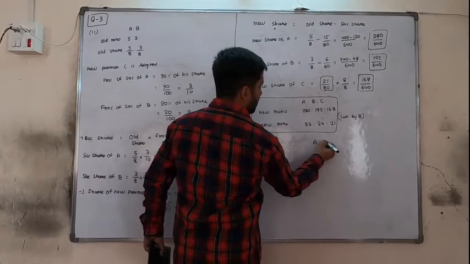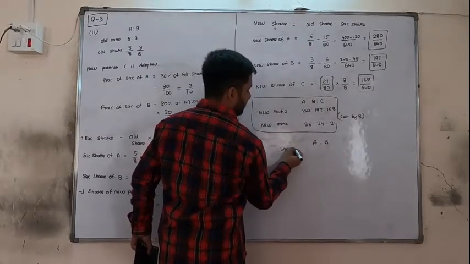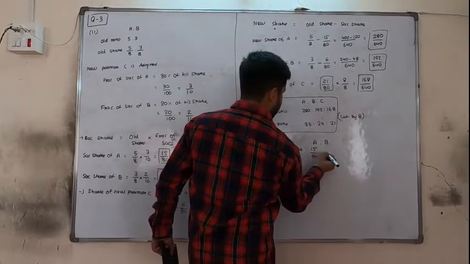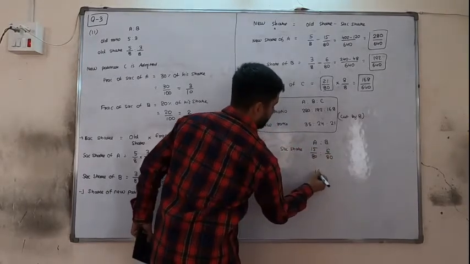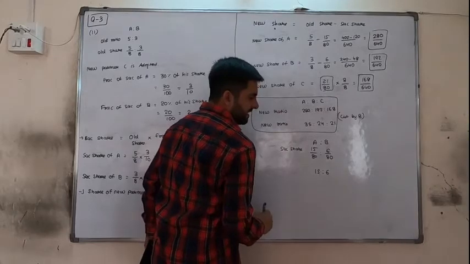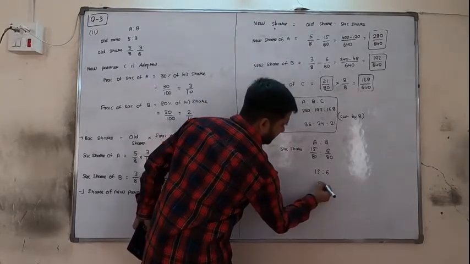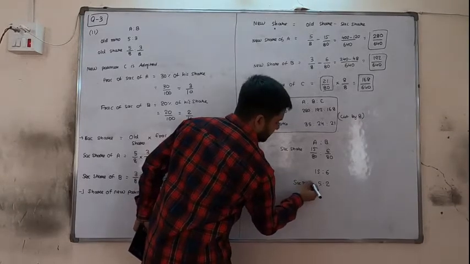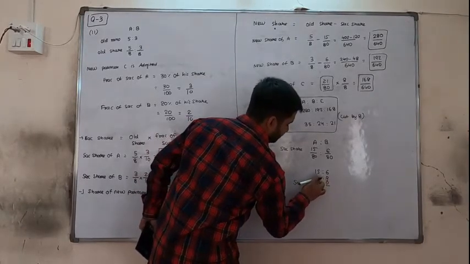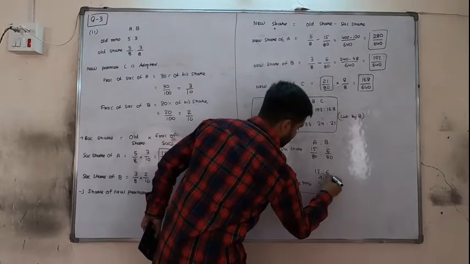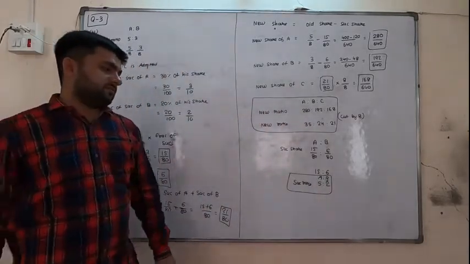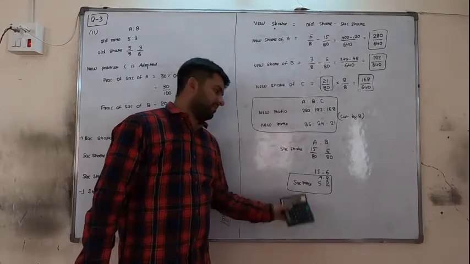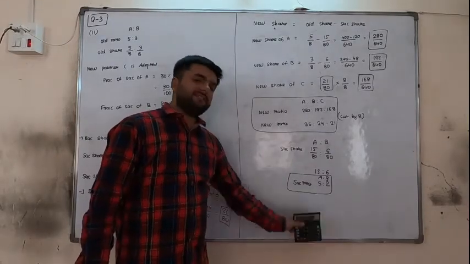Now between A and B, sacrifice shares are 15 by 80 and 6 by 80. So 15 is to 6, or if we cut by 3, here it will be 5 and here it will be 2. So sacrifice ratio between A and B will be 5 is to 2. How? 15 by 80 is to 6 by 80, 15 is to 6. If we cut by 3, 15 by 3 is 5, 6 by 3 is 2.